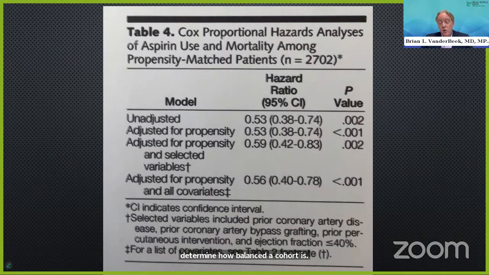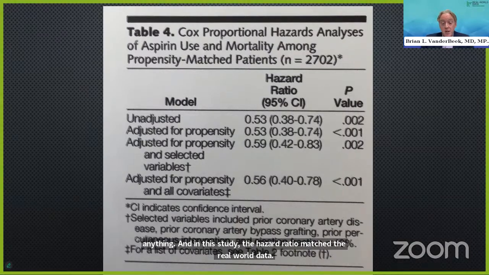And once you have a well-matched cohort between propensity scores, you don't even have to adjust for anything. And in this study, the hazard ratio matched the real-world data, or excuse me, the randomized clinical trial data showing a 50% reduction in hazard ratio.